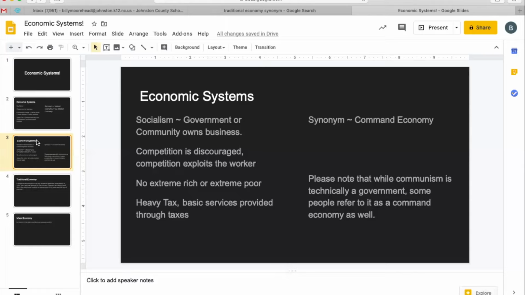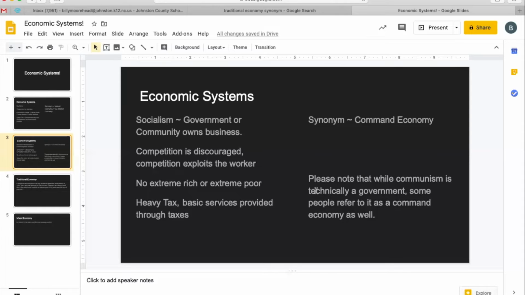The way that I'd like for you to remember this is that the government is commanding the economy. The government's telling the economy what to do. The government's saying, hey, we don't need extra businesses. We don't need more workers or workers to compete against each other. We're in charge of what's being produced. We're in charge of price. We're in charge of all those things. So the government is, again, commanding the economy. This is a synonym. So if you see socialism, I want you to think of command economy. If you see capitalism, I want you to think of market economy.